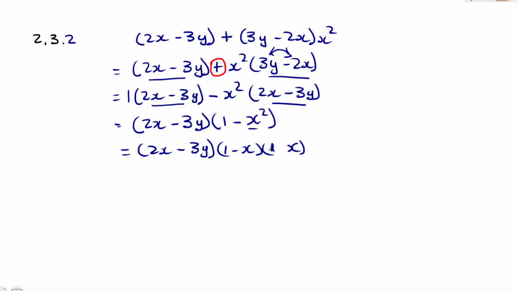This is a negative. That means one bracket must be negative and another bracket must be positive. So now this is my final answer for my factorization: 2x minus 3y times 1 minus x times 1 plus x. So that is the final answer for our factorization.